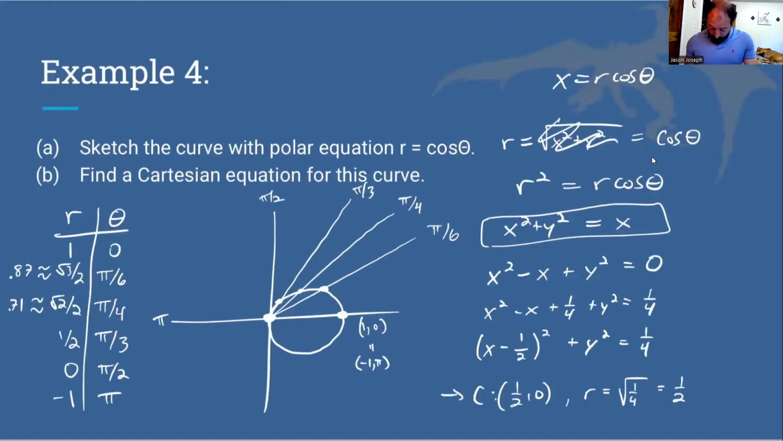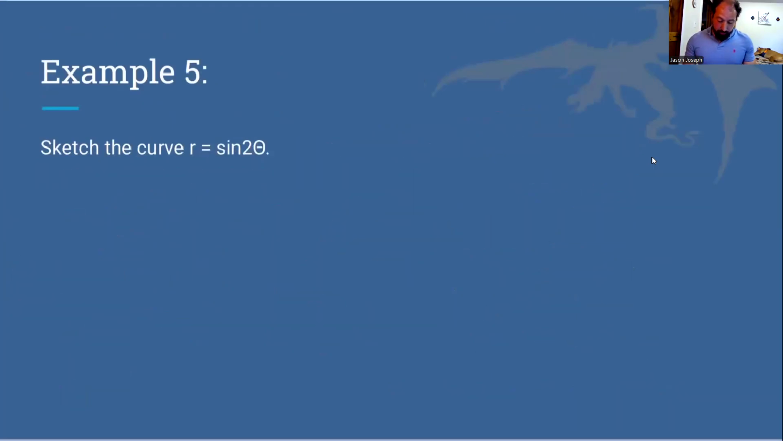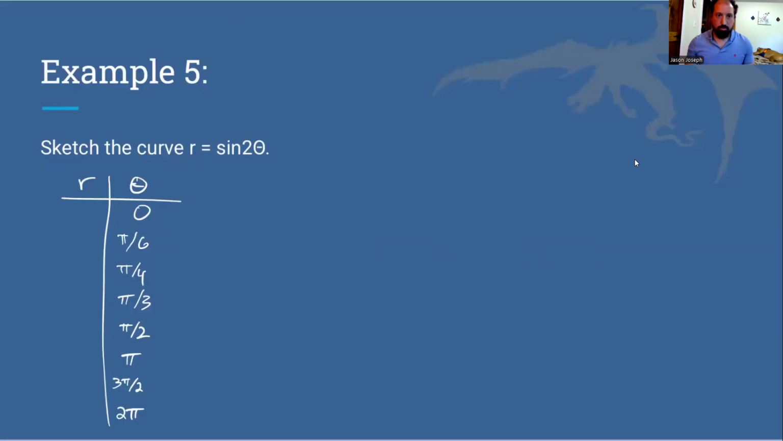Cool. All right, sketch the curve r equals sine of 2 theta. So this is not going to be a circle. And we're going to do more table. Let me just pause this while I get this going. Okay, so we have to double these angles and then plug them into sine.